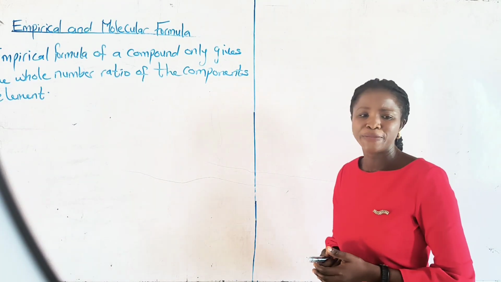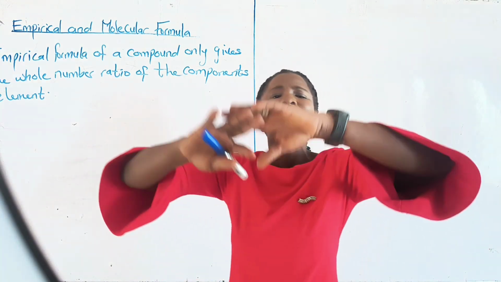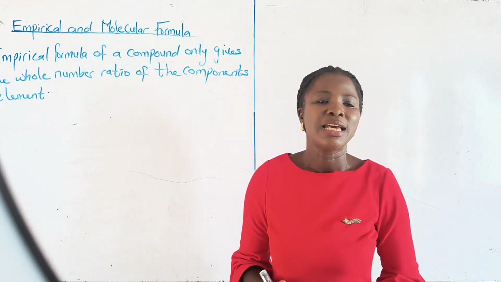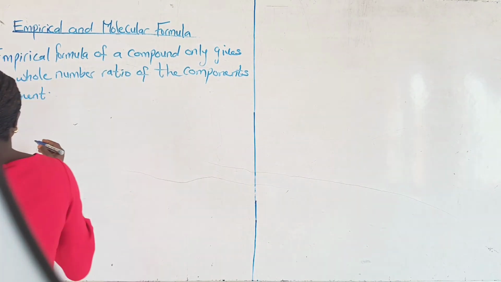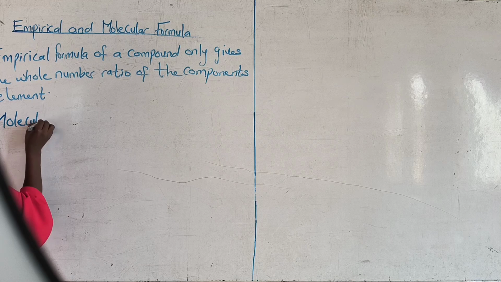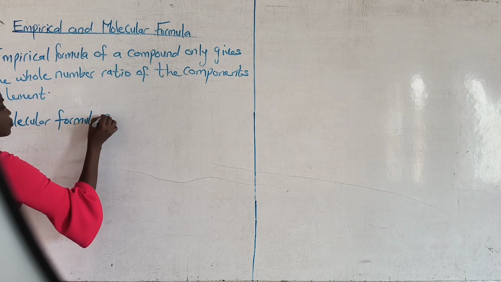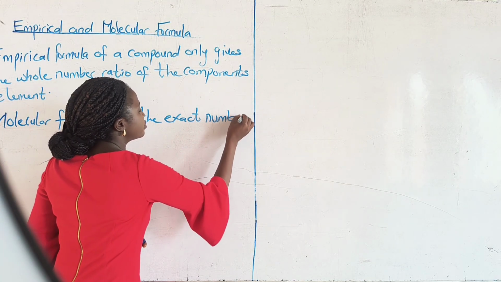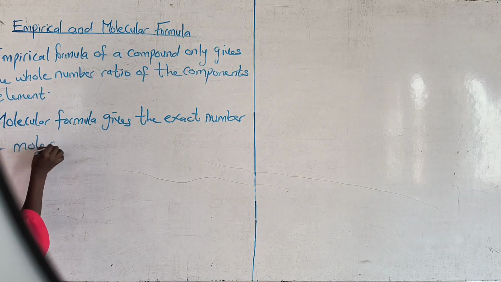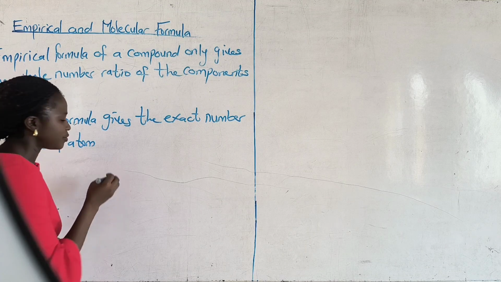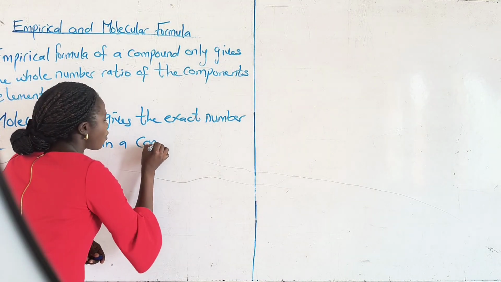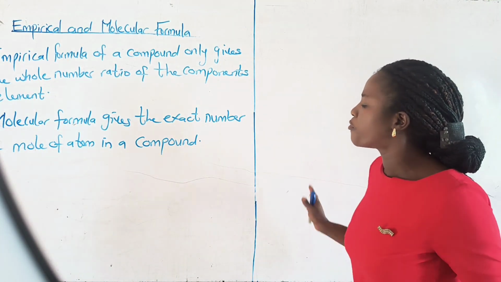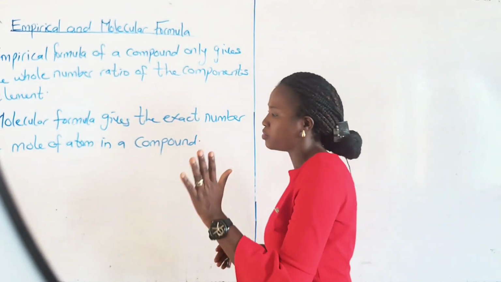Now what about the molecular formula? The molecular formula of a compound gives the exact number of moles of atoms of the component elements in the compound. Molecular formula gives the exact number of moles of atoms in a compound, of each element in the compound. Are we together?